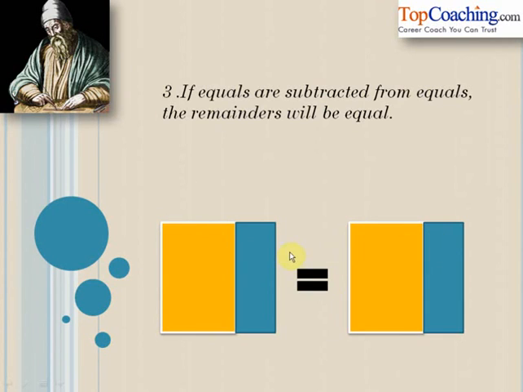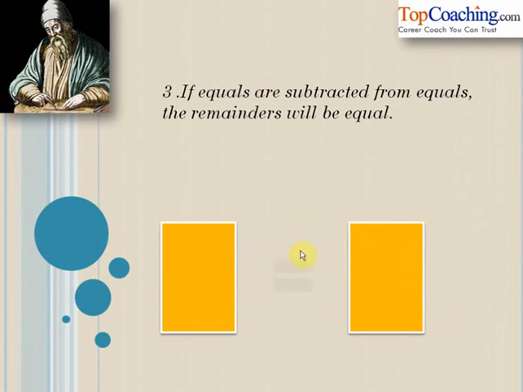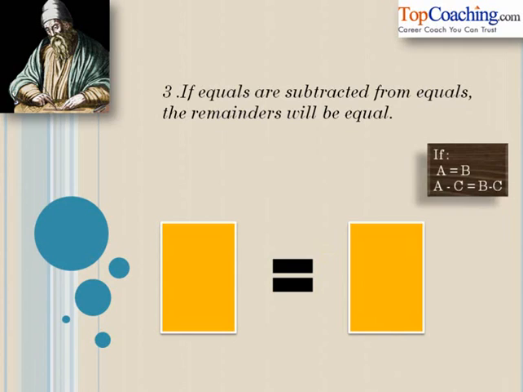If we subtract equal areas from these two figures, then the results obtained would also be equal to each other. So we have subtracted equal area from both the equal figures, then the remainder obtained or the result obtained would also be equal to each other. So we can say that if A is equal to B, then A minus C would also be equal to B minus C. So if equals are subtracted from equals, the remainders would also be equal.